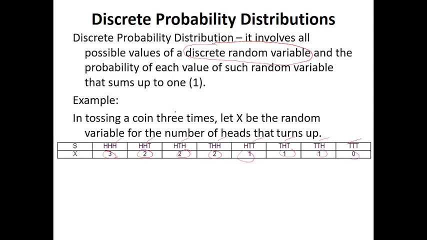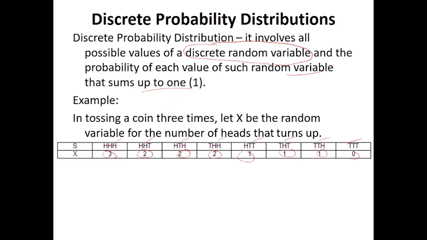So in here, we let x be the random variable for the number of heads that turns up. In our first outcome, we have 3 heads. Second outcome, we have 2 heads. And then until we reach the last outcome, we have 0 head. Okay? And take note, the probability of each value of such random variable sums up to 1.